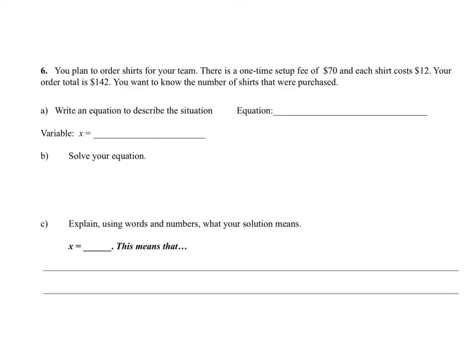So number 6 is an example of a word problem where there's going to be one variable that equals a total. So our plan is to order t-shirts for our team. There's a one-time setup fee of $70, and then each shirt costs $12. Our order total is 142, and we want to know the number of t-shirts that were purchased. Since we want to know the number of shirts that were purchased, that must be our unknown, so that's going to be our variable, number of shirts.